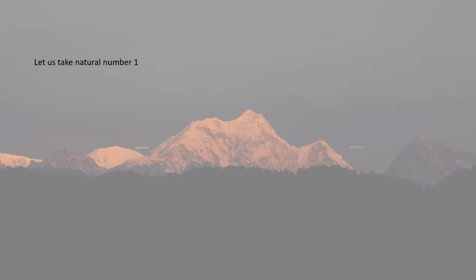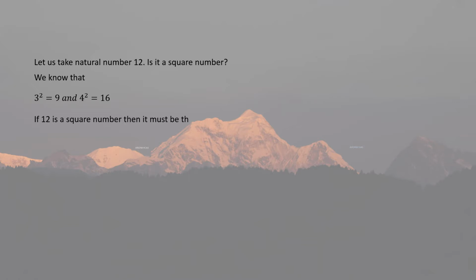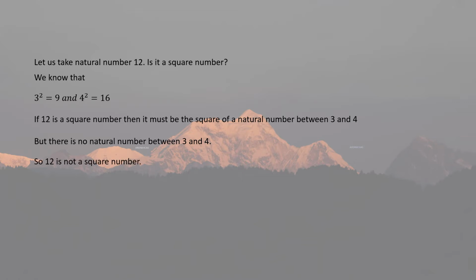So let us see, 12. Is it a square number? We'll try to find out. We know that 3 square is 9 and 4 square is 16, and 12 lies between 9 and 16, so it must be a square of a number between the natural numbers 3 and 4. But 3 and 4 are natural numbers, and in between there are no other natural numbers, because 3.5 is not a natural number, it's a decimal number. So there are no natural numbers between 3 and 4, so we can say that 12 is not a square number.